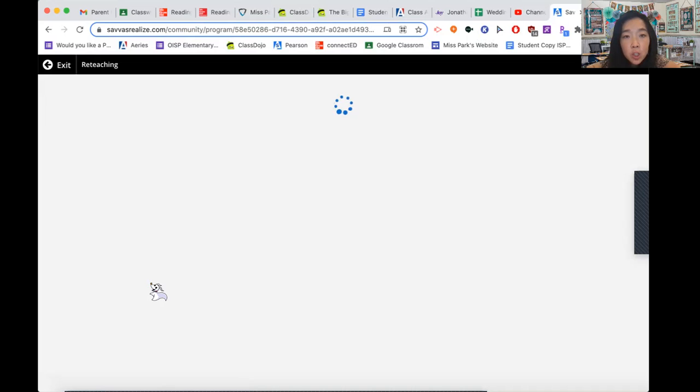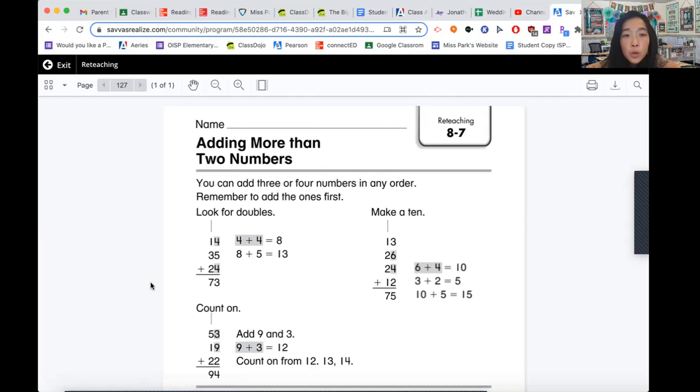So here we have our reteaching. You can add 3 or 4 numbers in any order. Remember to add the ones first. Look for doubles. So you got 14 plus 35 plus 24 equals 73. Now, what do we do first? First, we're going to add up the ones. So to add up the ones, let's look for a doubles fact. We have 4 plus 4, which equals 8. Then add the 5, which gives you 13. We know we need to regroup 13 because it has a 10 in it. So it'll be 1 and then a 3.